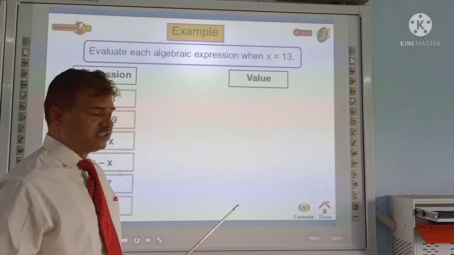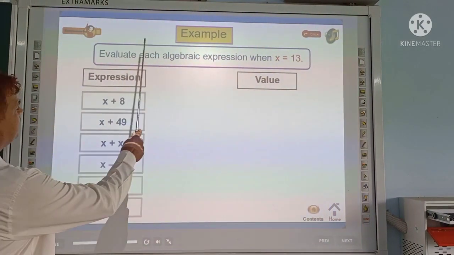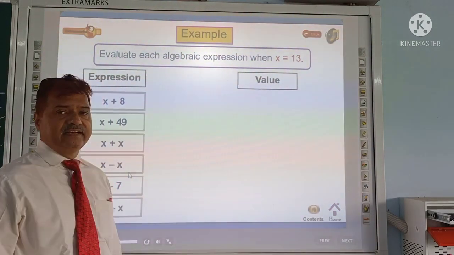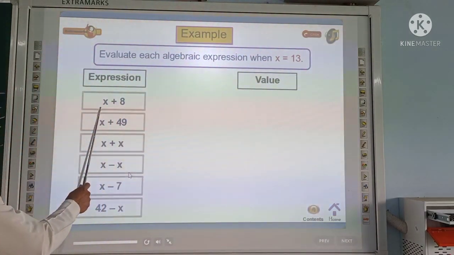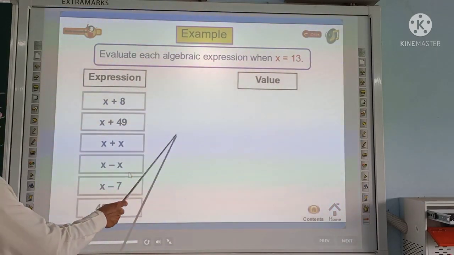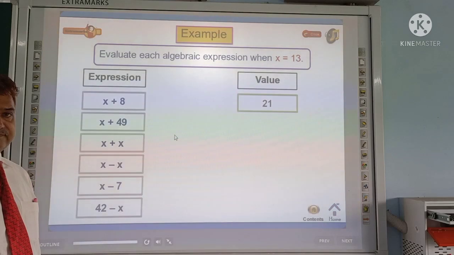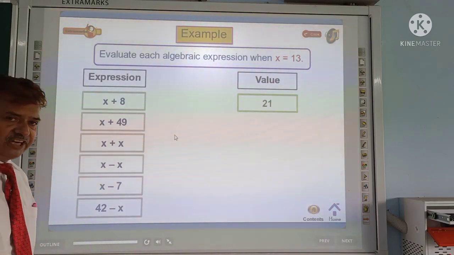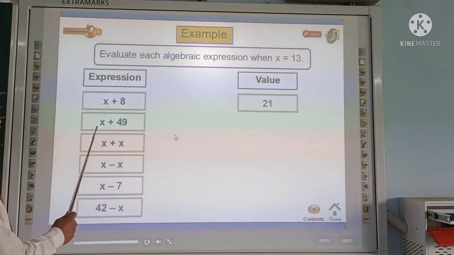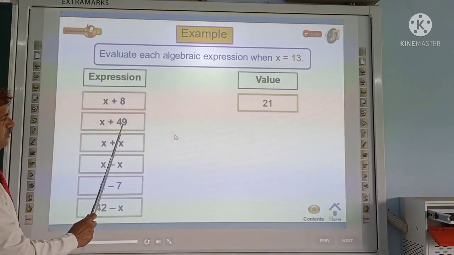Now some questions. Evaluate each algebraic expression when x is 13. The first expression is x plus 8, 13 plus 8. The answer will be 21. Its value when x is equal to 13 is 21. Now next, x is 13, 13 plus 49.